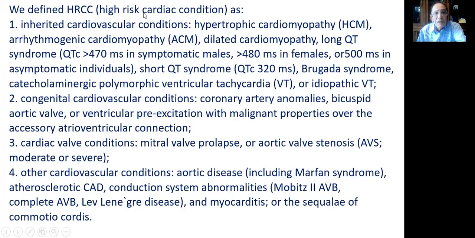The high-risk cardiac conditions include inherited cardiovascular conditions as HOCM, arrhythmogenic cardiomyopathy, dilated cardiomyopathy, prolonged QT, congenital cardiovascular conditions as coronary anomalies, bicuspid aortic valve, ventricular pre-excitation, cardiac valve conditions as mitral valve prolapse, aortic valve stenosis, moderate or severe, other cardiovascular conditions, aortic disease, Marfan syndrome, atherosclerotic coronary artery disease. All these are high-risk cardiac conditions.